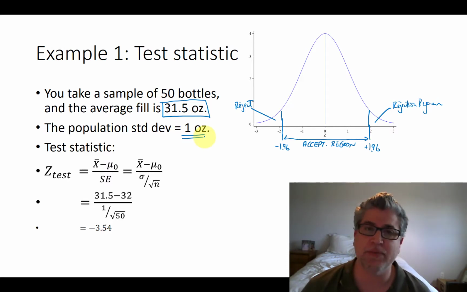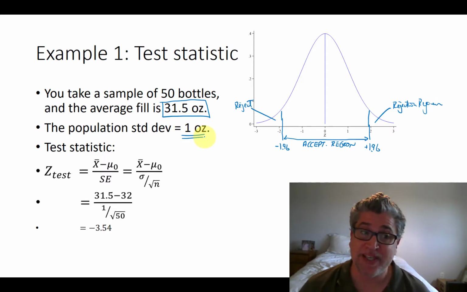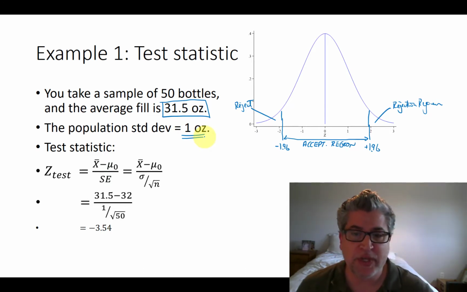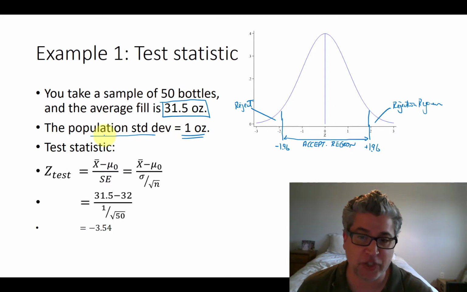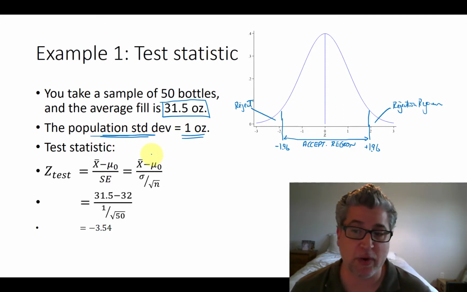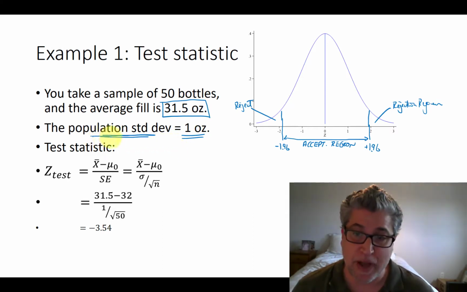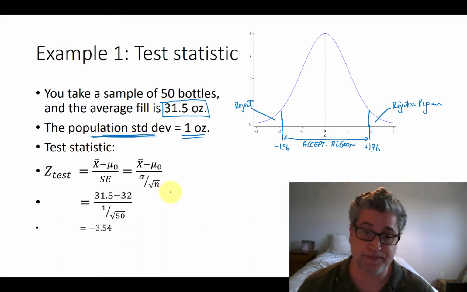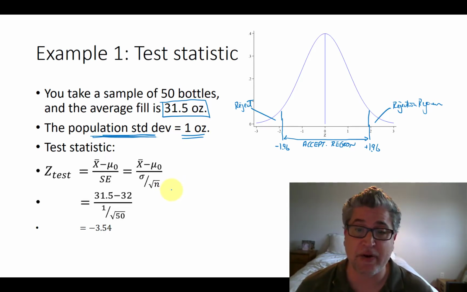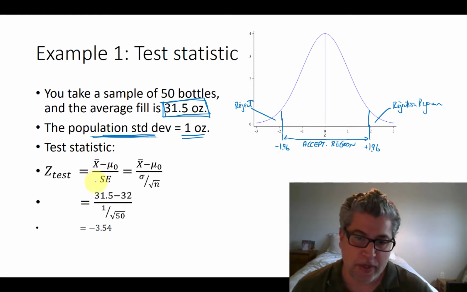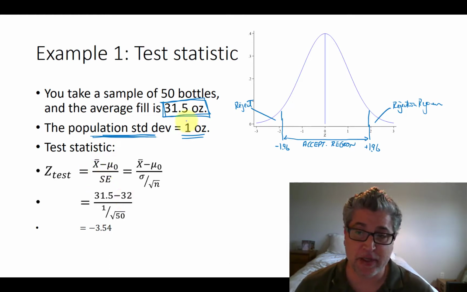Because even a well-functioning machine that's pouring 32 on average is still only doing that on average. It could be a little above, it could be a little below. So we do need to have some idea of variation, even when things are working well. And here, let's just say for the sake of argument that the population's standard deviation is 1 ounce. Now, if we have all this information, we can actually figure out how far away from 32 is 31.5. So, in other words, what we need to do is standardize 31.5.